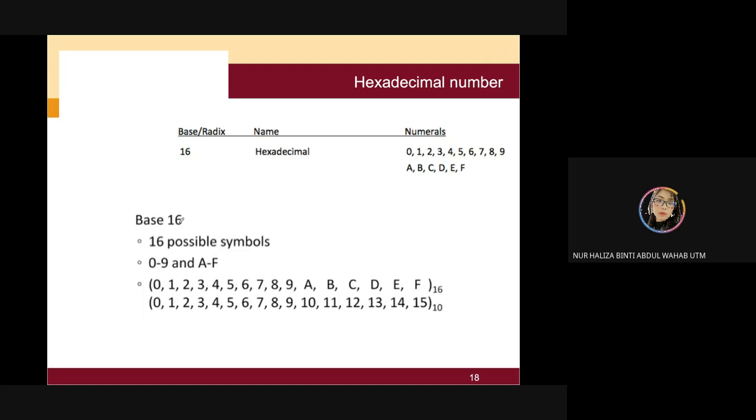Now you have over here, as I mentioned, 16 possible symbols. This is the symbol for you to represent your numbering for base 16. You have 0 until 9 and A until F, 0 until 9, A until F, and this is the value in decimal.